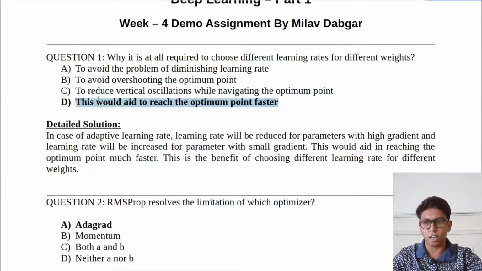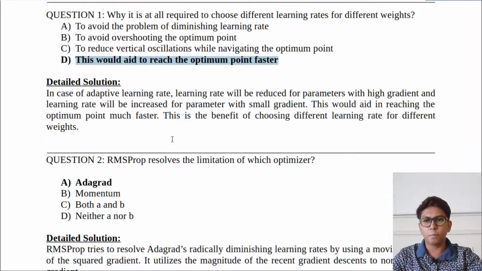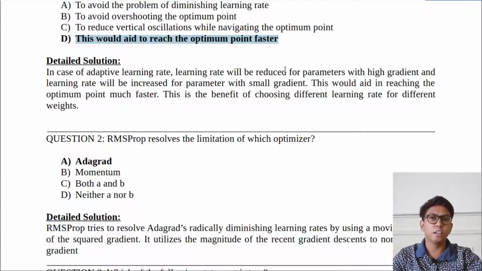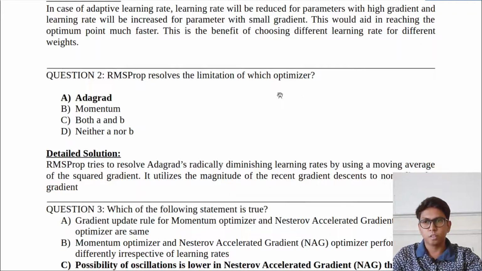Let's understand why. In case of adaptive learning rate, the learning rate will be reduced for parameters with high gradient and the learning rate will be increased for parameters with small gradient. This would aid in reaching the optimum point faster, and this is the benefit of choosing different learning rates for different weights.